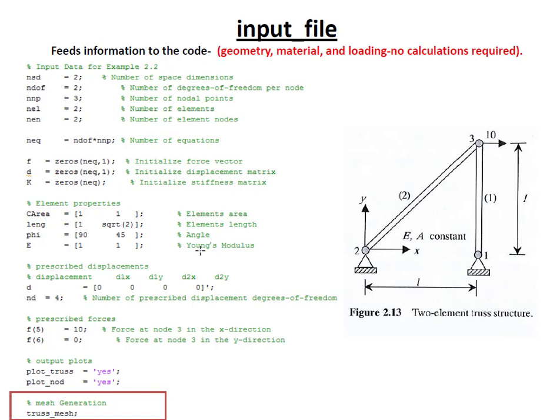Let's assume our elastic modulus is constant and equal to 1. So that means that element 1 has elastic modulus of 1 and element 2 has an elastic modulus of 1.